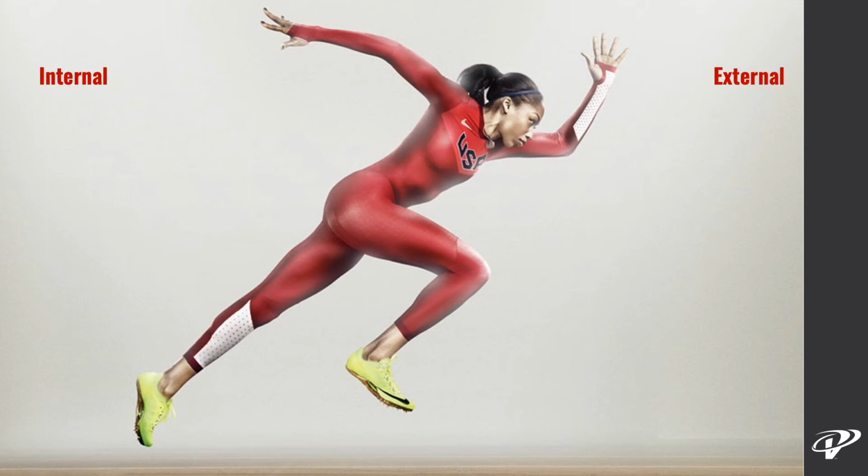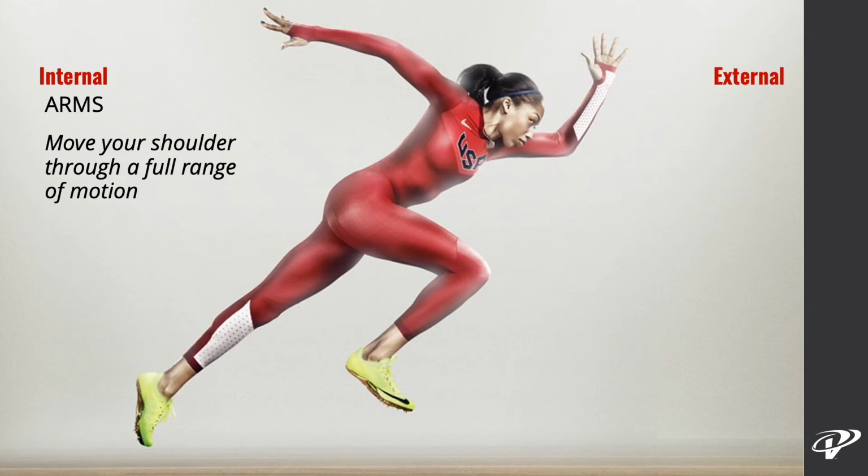So in training acceleration, we can focus on some internal cues. We can talk about how to move the arms, right? Through a full range of motion, move your shoulder, but that's an internal cue. Can be really useful with a new learner first introducing something. But it does make the focus internal, and this can slow down motor learning.